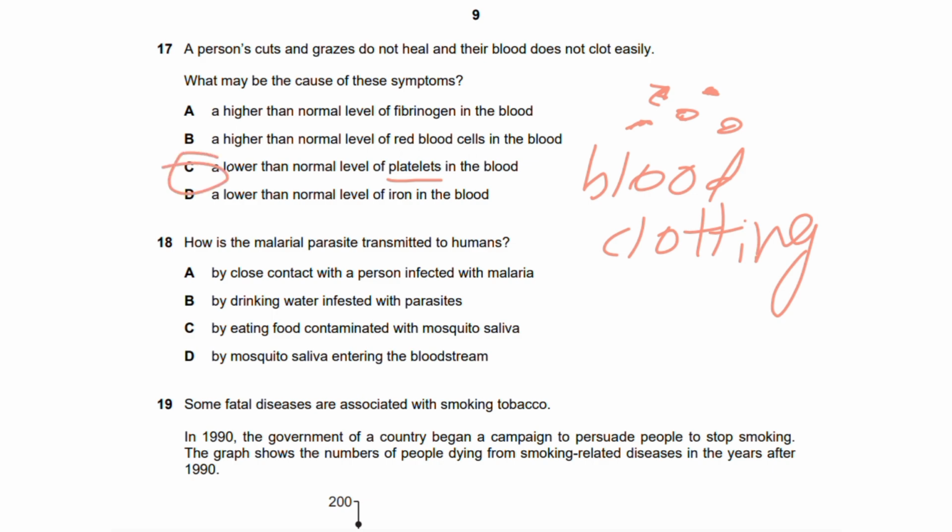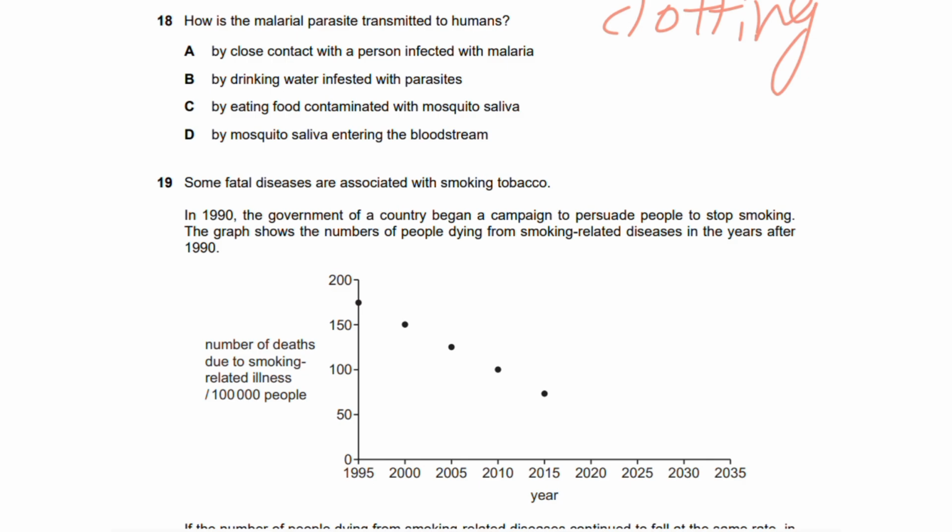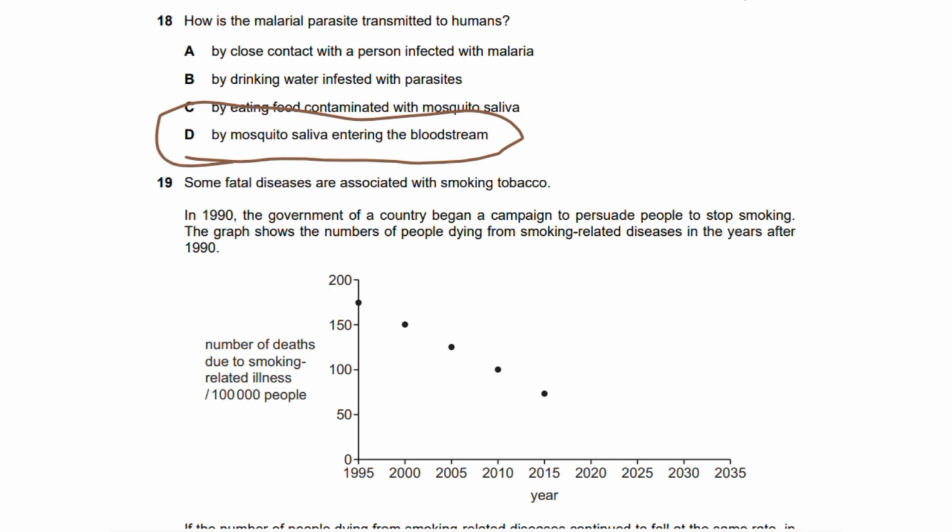Question 18 is, how is the malarial parasite transmitted to humans? Here the correct option is D, by mosquito saliva entering the bloodstream. And I'll explain this by drawing a diagram. So first let's circle this. There we go.